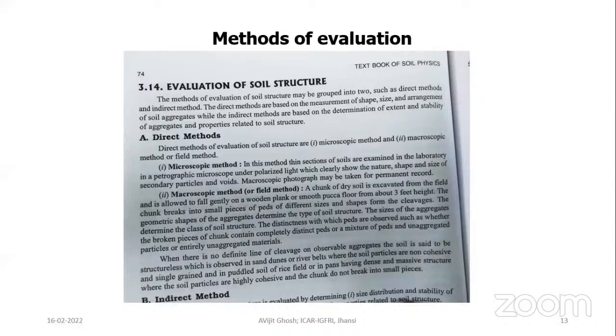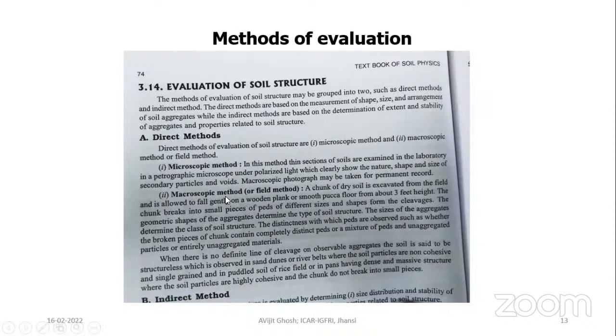For the microscopic method, what is done? A slide is prepared for soil clay particles. As you prepare slides in your pathology classes, in a similar way we can prepare a soil suspension slide also. Under the microscope, we see the nature, shape, and size of secondary particles, that is clay, and voids. These photographs are taken and their structure is determined. Higher the void, lower the stability of soil structure.